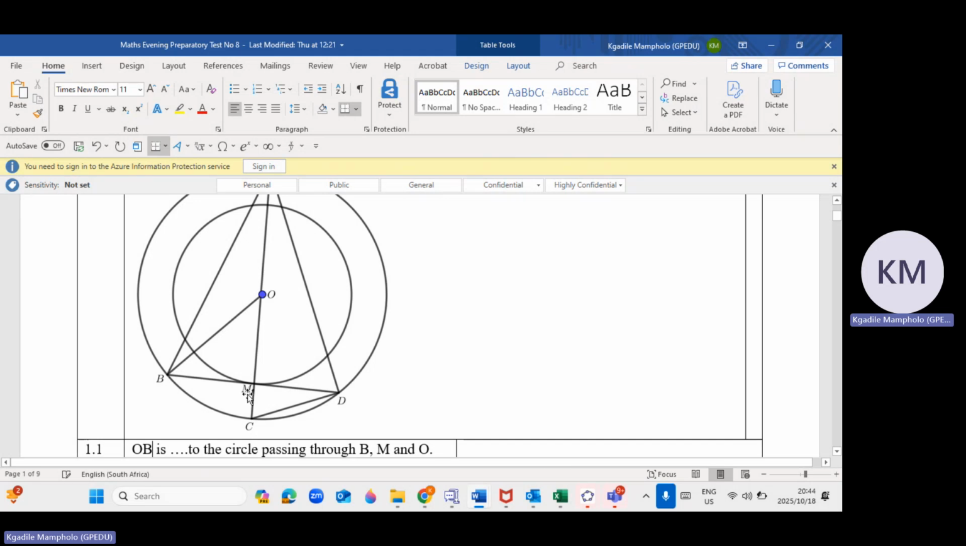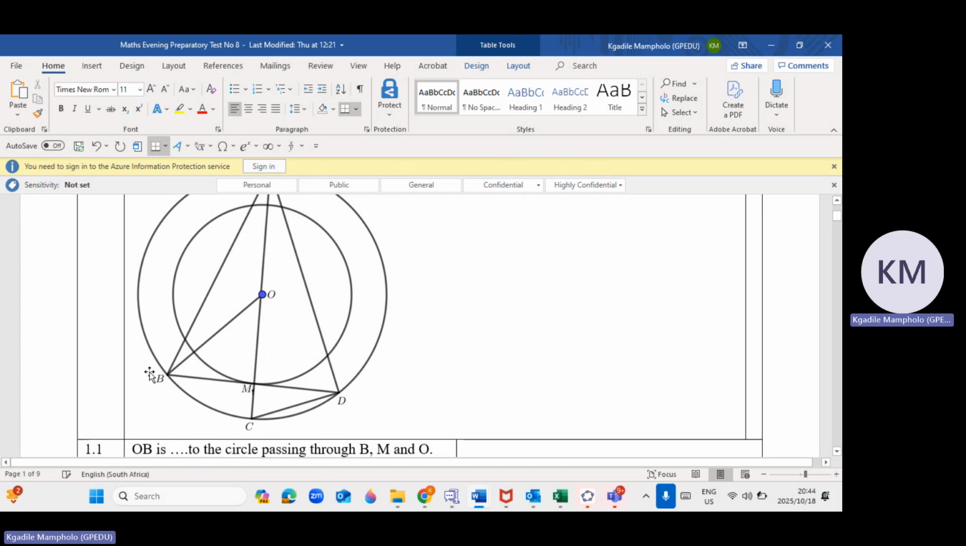BM is here. Now we calculated MD as 9 units. And then we also said in the first question that this line, remember BD, is a tangent to the small circle. And if it's a tangent, then this angle is 90 degrees.